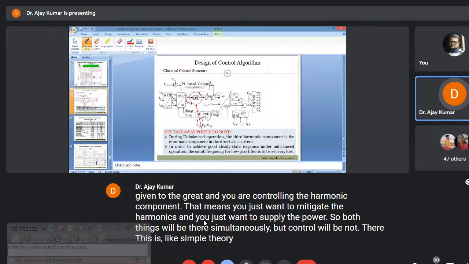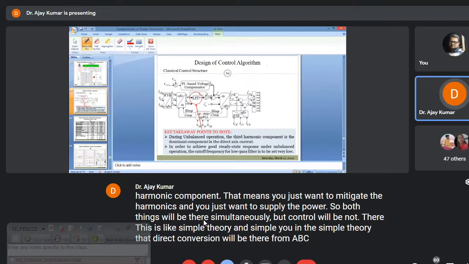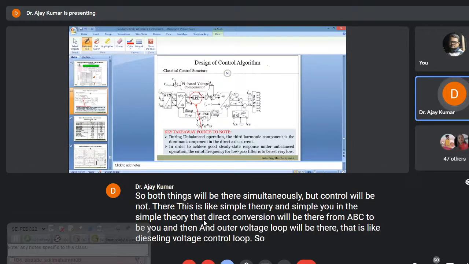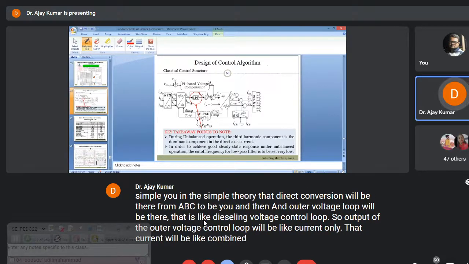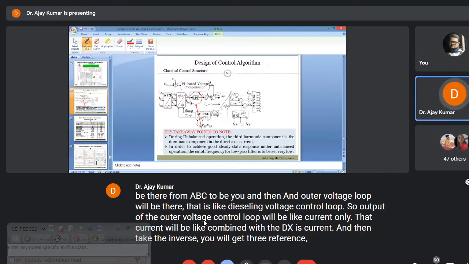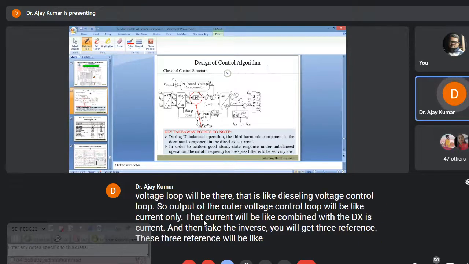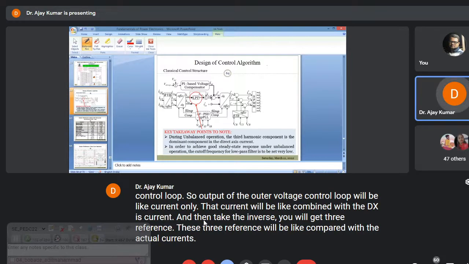This is simple PQ theory, simple DQ theory. In the simple DQ theory, the direct conversion will be there from ABC to DQ, and then the outer voltage loop will be there, that is the DC link voltage control loop. The output of the outer voltage control loop will be current only. That current will be combined with the D axis current, and then take the inverse. You will get three references. These three references will be compared with the actual currents. Then you can generate the PWM pulses, right? Same thing is shown here.